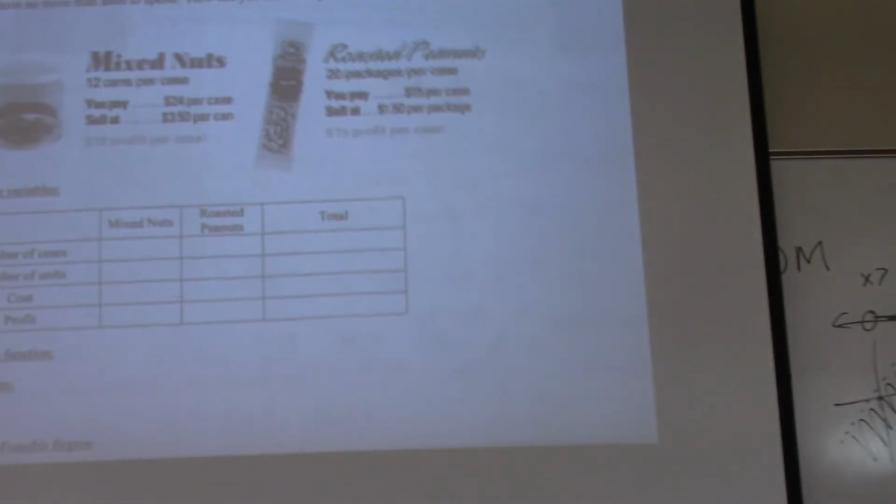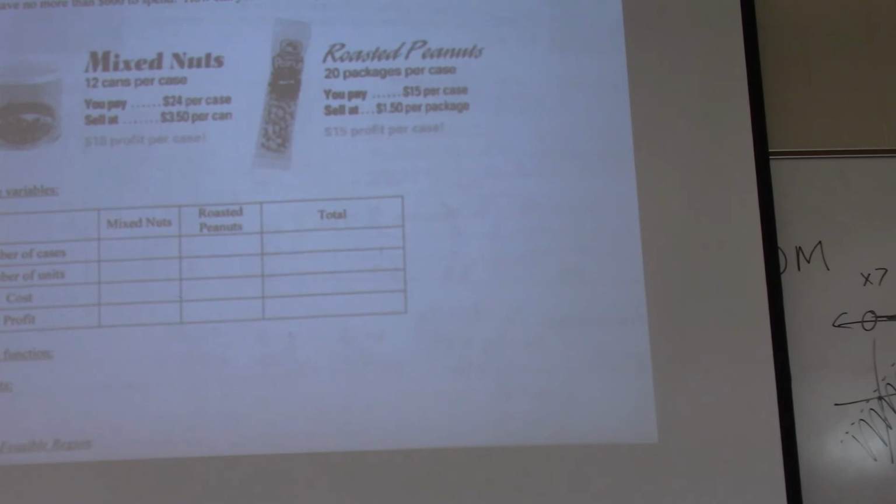So, we talked about this the other day. Okay, we talked about the problem with mixed nuts and the roasted peanuts. So again, you are selling cases of mixed nuts and roasted peanuts. You can order no more than 500 cans or packages because that's all the room you got. Also, you have no more than $600 to spend because you're on a budget. How can you maximize your profit? So, what do we know?